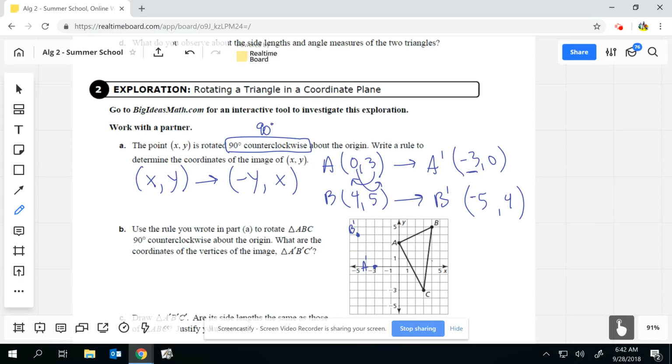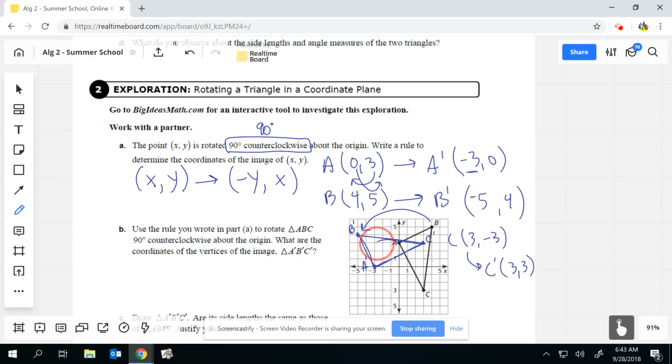And then we'll do C. C is the point, let's see, 1, 2, 3, and down 3. So 3, negative 3. C prime is going to become a positive 3 and a positive 3. So 1, 2, 3, 1, 2, 3. It's going to be right there. There is C prime. Now, if I was to connect those, A to B, B to C, C back to A, you have the exact same triangle. This just got rotated 90 degrees to here.